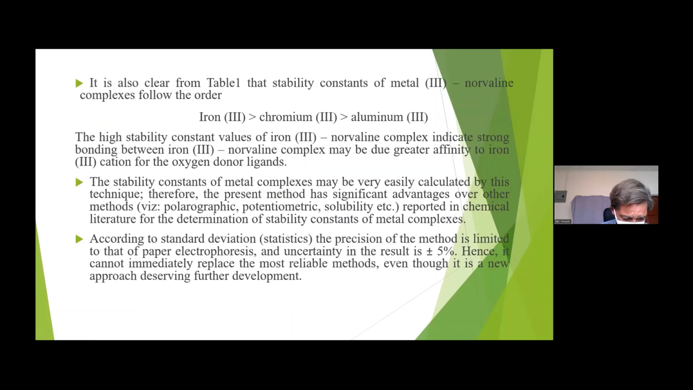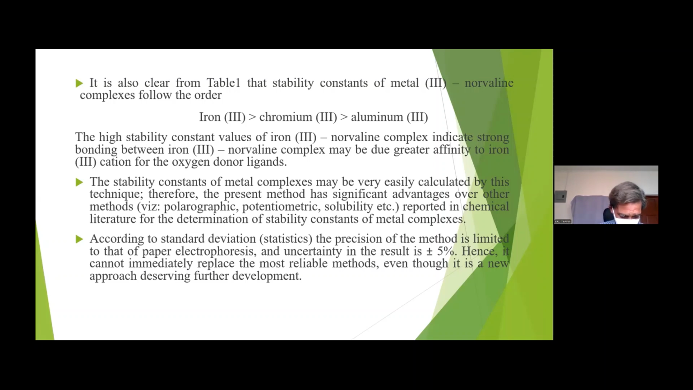It is also clear from Table 1 that the stability constants of metal norvaline complexes follow the order: iron is more than chromium, more than aluminum. The high stability constant value of iron(III) norvaline complexes indicates a strong bonding, maybe due to the greater affinity of the iron cation with oxygen donor ligands. Now, the stability constant of metal complexes can be very easily calculated by this technique. Therefore, the present method has significant advantage over other methods like polarography and potentiometry.